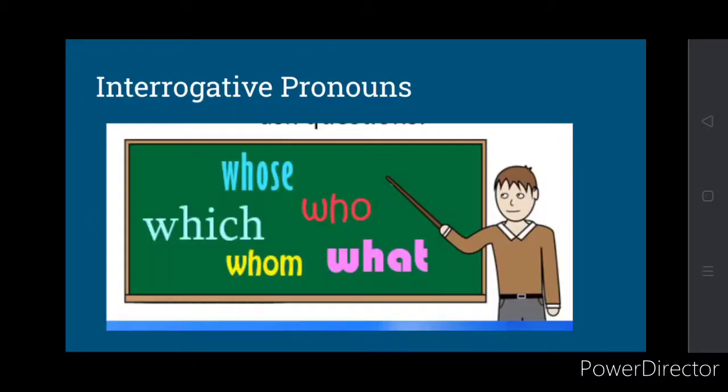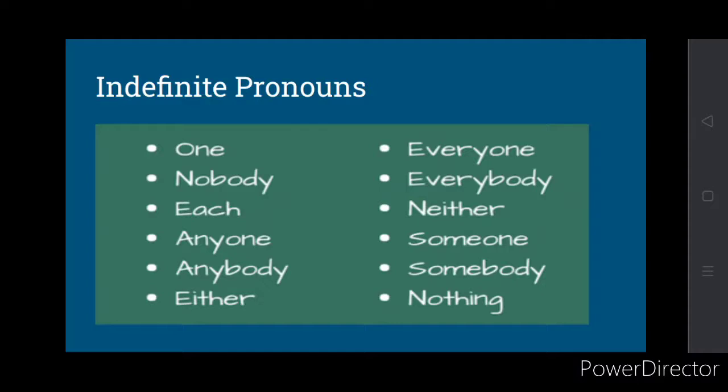Now we will move on to interrogative pronouns. Interrogative pronouns are when we use words such as whose, which, who, whom, what, etc. Then indefinite pronouns are when we are not specifying the quantity or the number, it is indefinite. Words like one, nobody, each, everyone, everybody are indefinite pronouns.